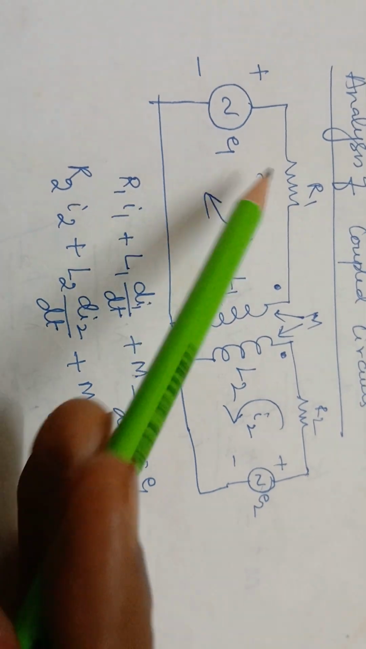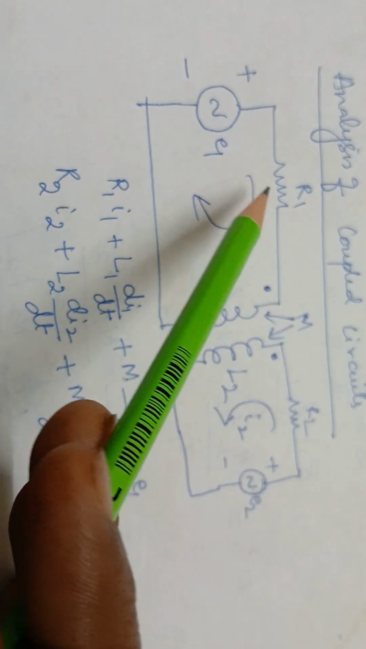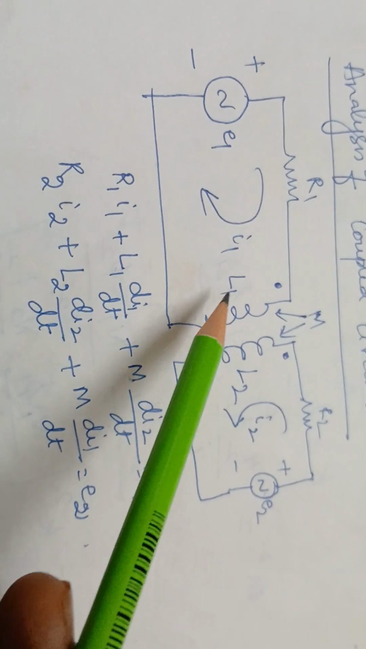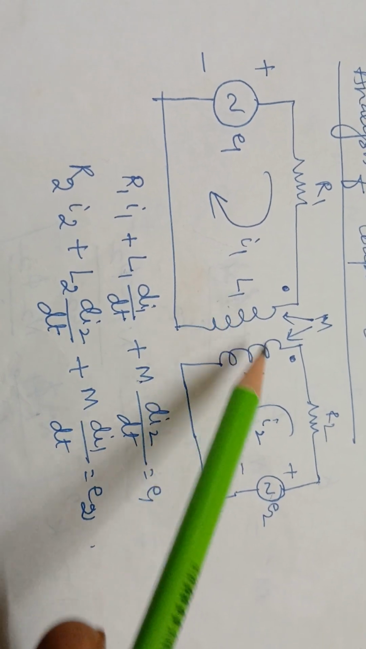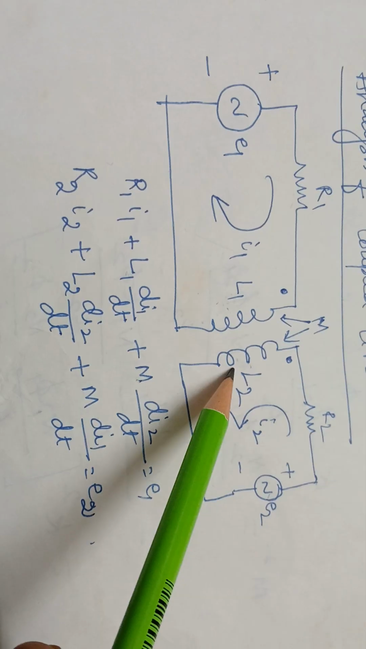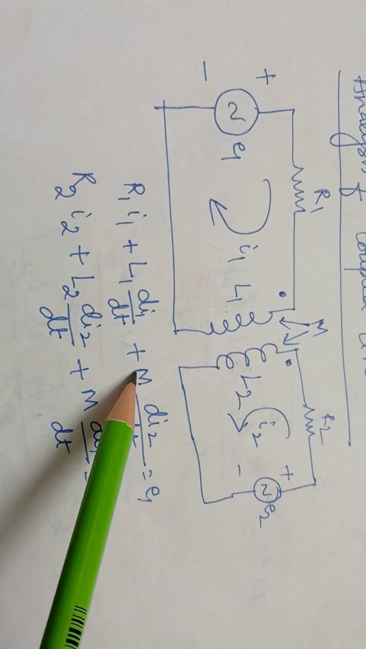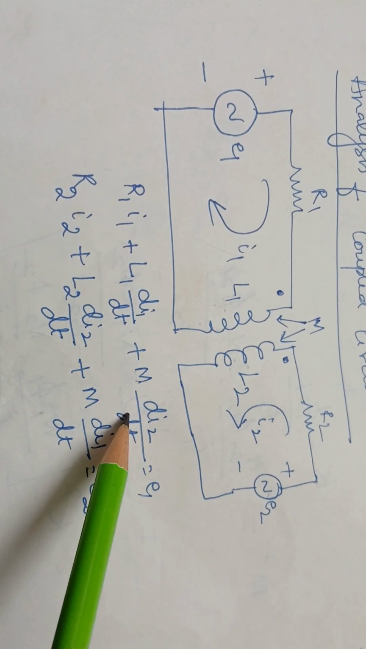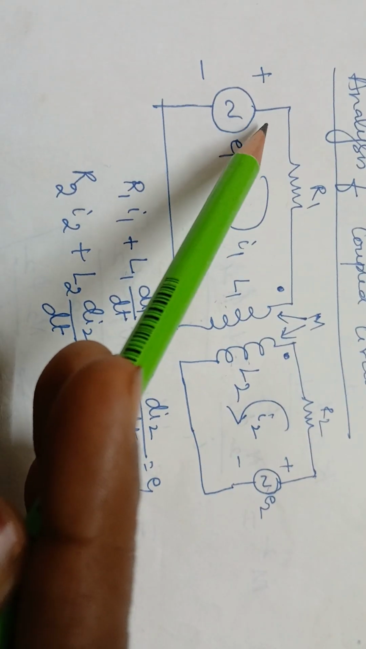Okay, so now writing the voltage equation, applying Kirchhoff's voltage law. R1 into I1 plus L1 into di1 by dt plus the mutual inductance between these two inductances, M into di2 by dt, is equal to E1.